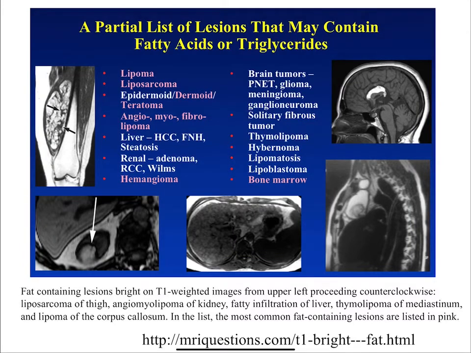These are examples of T1 images where, because fat has a very short T1, fat typically looks very bright on T1 weighted images. So in fact, this person here has lipoma of the corpus callosum. The corpus callosum is that sort of highway of fibers that connects the two halves of your brain together. And judging from the name, lipoma means somehow it must be infiltrated with a lot of fatty tissue. Okay.